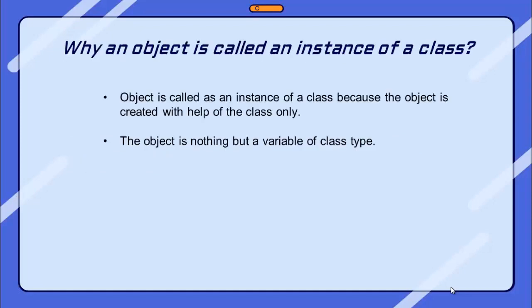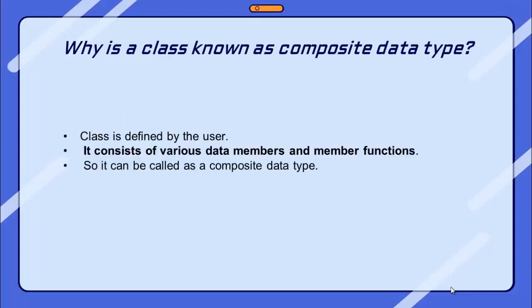Why is an object called the instance of a class? An object is called the instance of the class because the object is created with the help of the class only. The object is nothing but a variable of class type. That is what you are expected to write. Why is a class known as a composite data type? A class is defined by the user. It consists of various data members and member functions. So it can be called a composite data type.